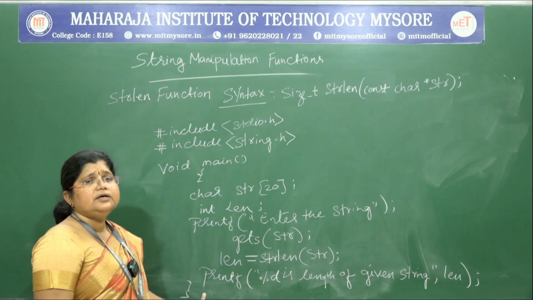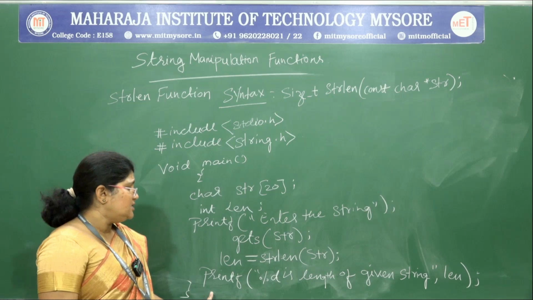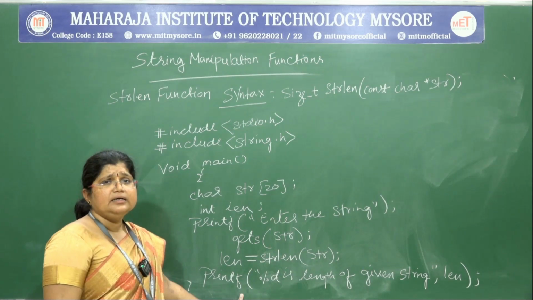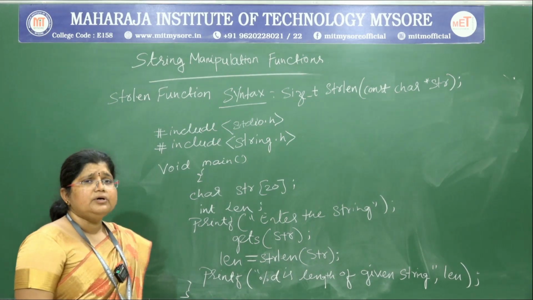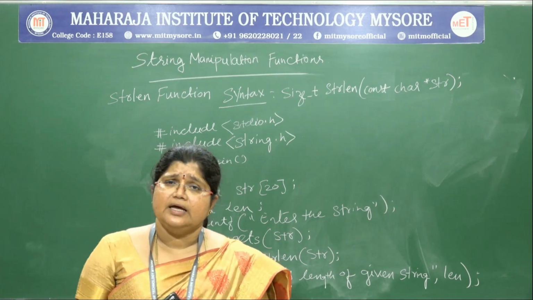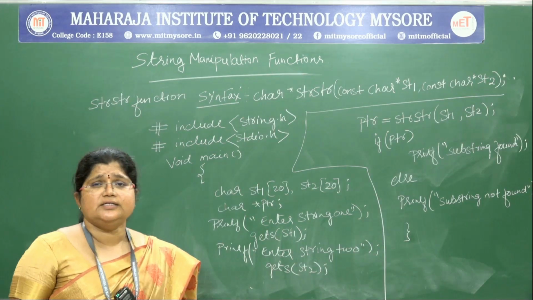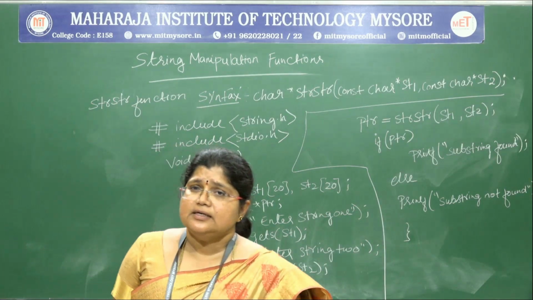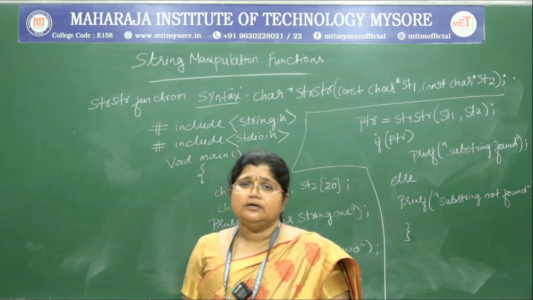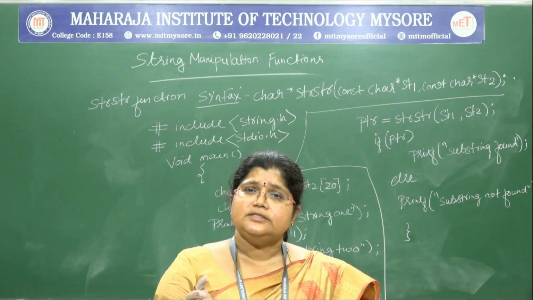Now the next is we are printing the size, that is the length of the string is going to be printed at the end. This is how the length of the string is going to be calculated by using a library function. The next function here is strstr. This is the function which we can use to find out the substring present in another string.